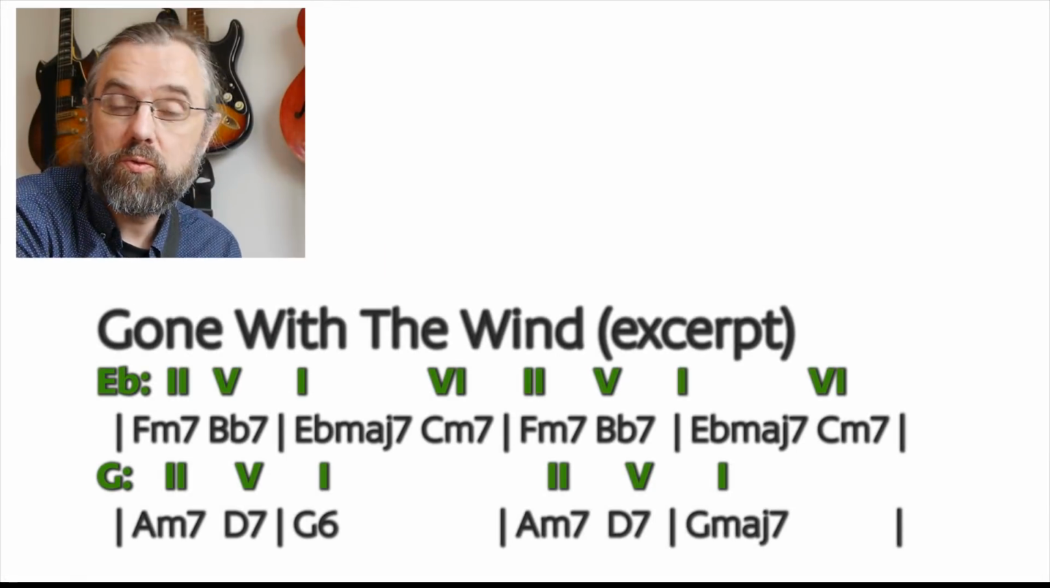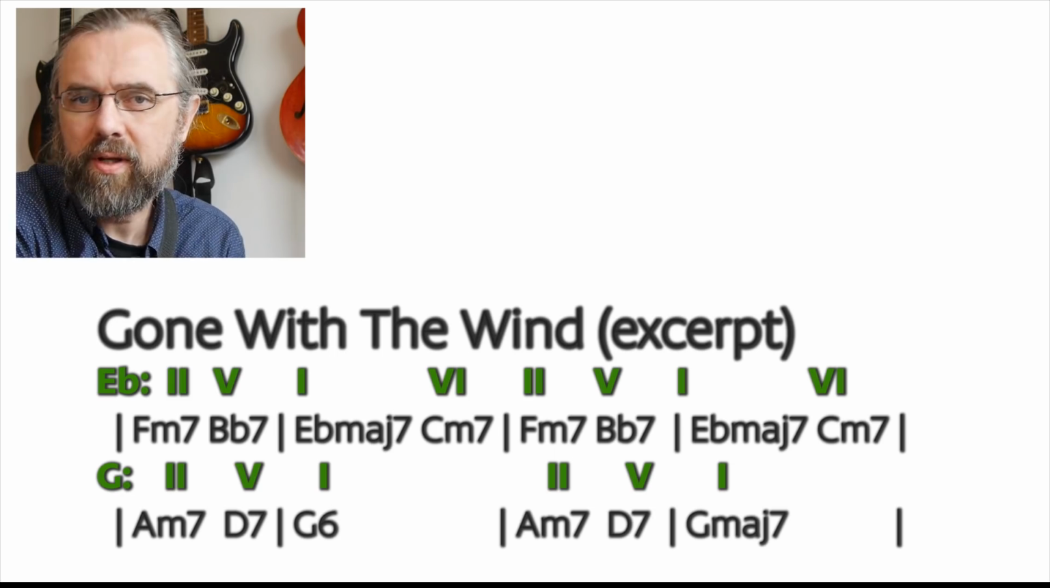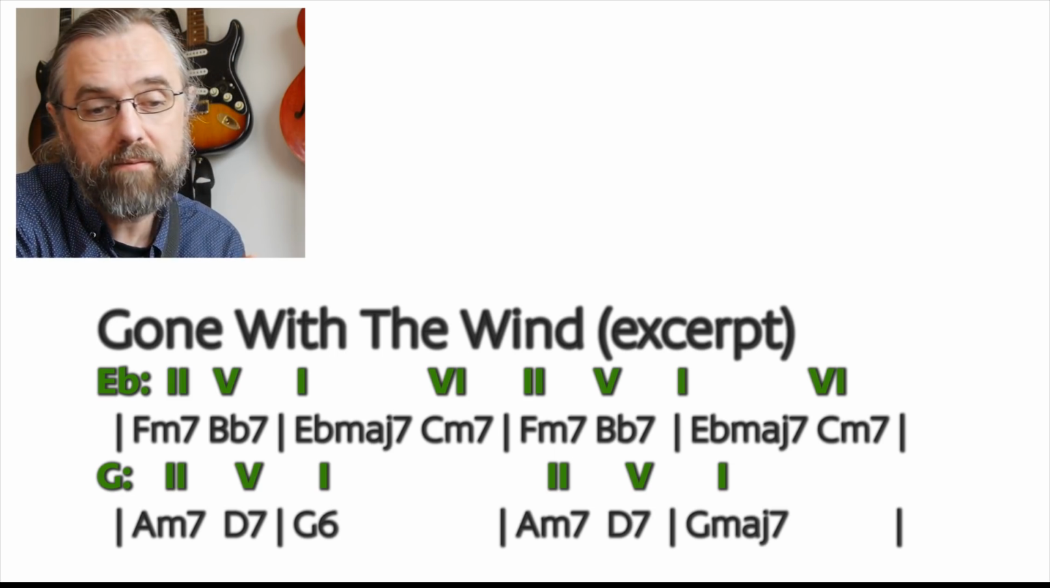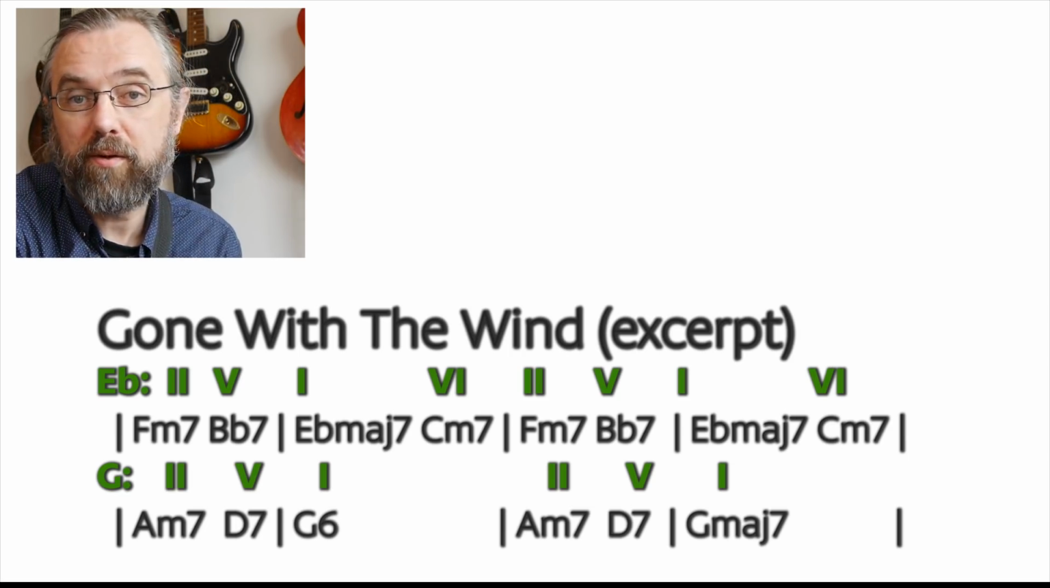As you can hear, Gone with the Wind starts with a turnaround in the key of E flat major, and then it moves to the median key, so it moves up to G major and stays there for a bit. So here you really have a modulation. You really have a part of the song in one key and then another part of the song that's definitely in another key. So what chords can you expect to come across?